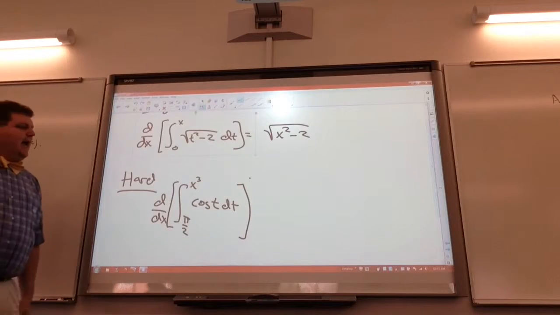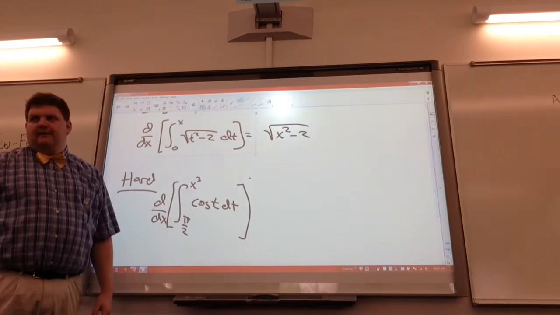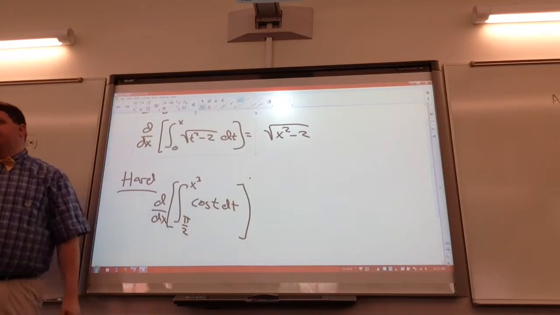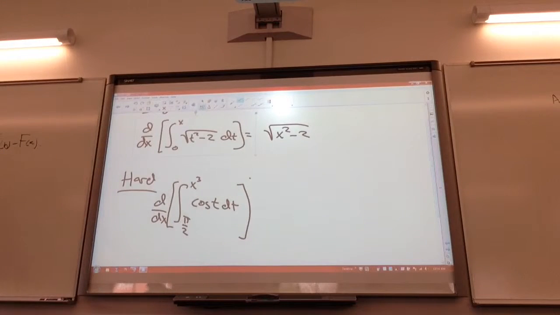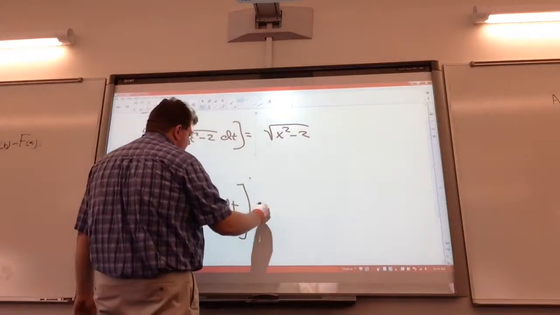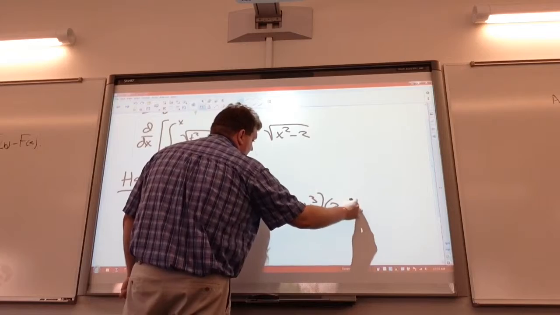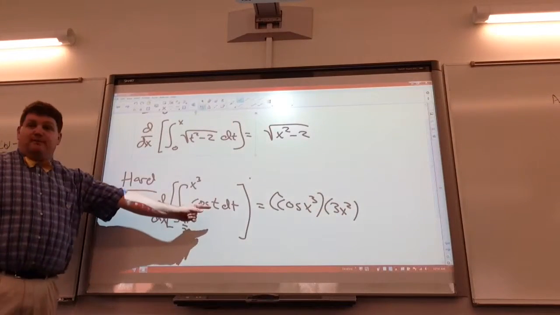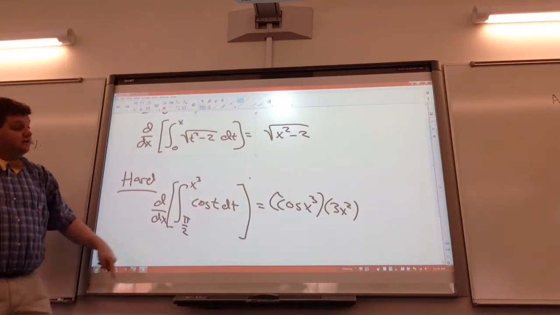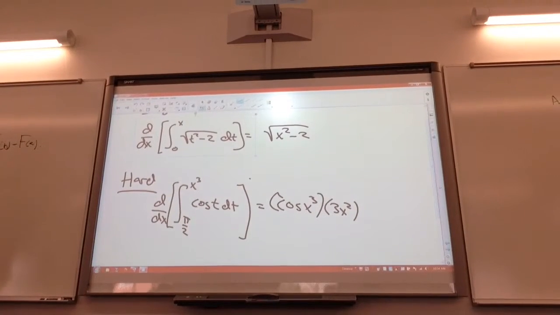So if I did that, I'd be replacing t with x cubed. But we also have this dt out there, which should be replaced with the derivative of whatever x is. Well, x in this case is x cubed, so what's the derivative of x cubed? The derivative is 3x squared. So the answer to this should actually come out to be the cosine of x cubed times 3x squared, because that is what this is basically telling you to do. Cosine of x cubed times 3x squared.